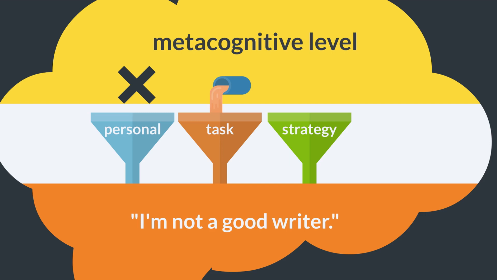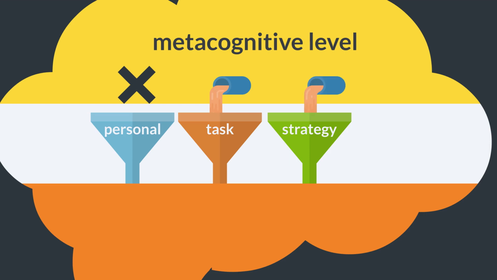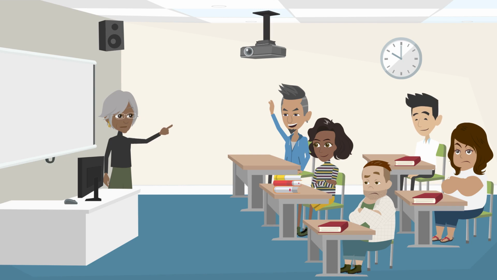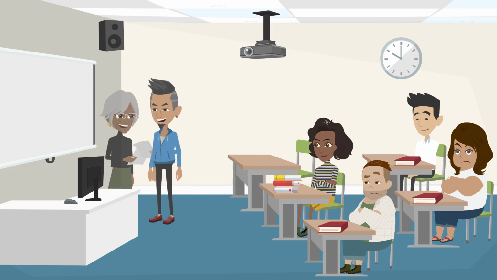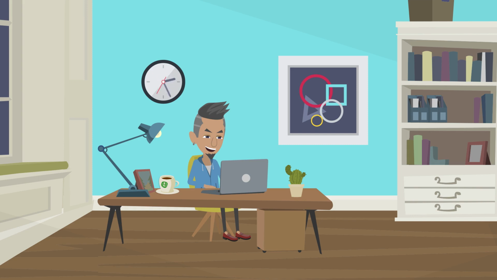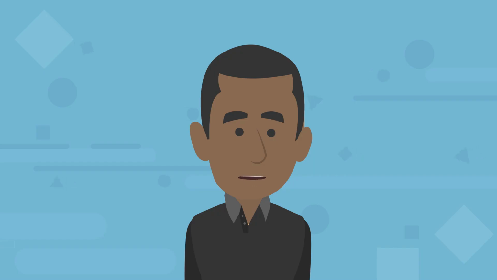Jamal believes he is not a good writer, so he decides to devote extra time to his upcoming writing assignment. Jamal's belief that he is not a good writer bypasses his personal characteristic and filters to his task characteristic: I am not a good writer. However, he believes he can compensate for his lack of writing skill by a strategy characteristic, devoting more time to the task. Jamal's decision to do the writing assignment despite his belief that he is not a strong writer is a cognitive level decision. Jamal makes this decision consciously. However, he is unaware of the metacognitive level factors that inform his decision.